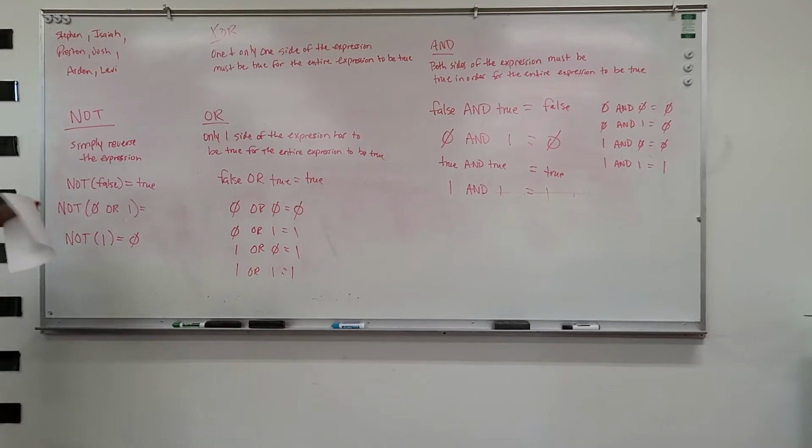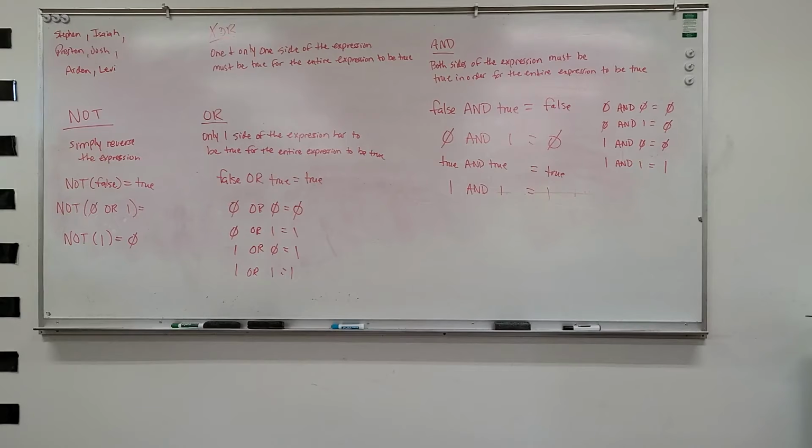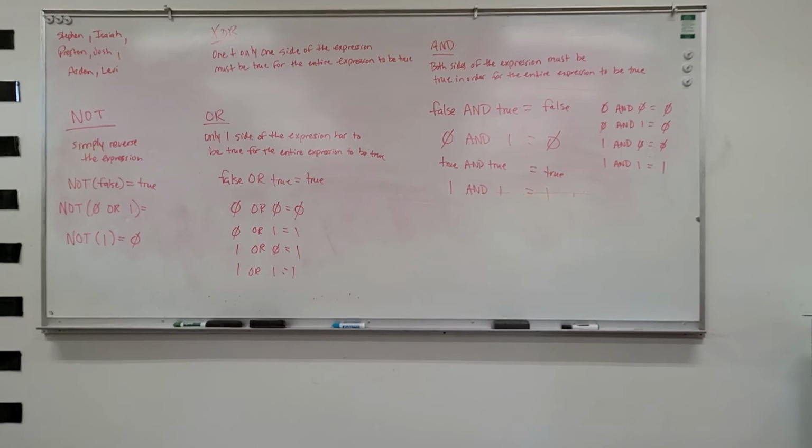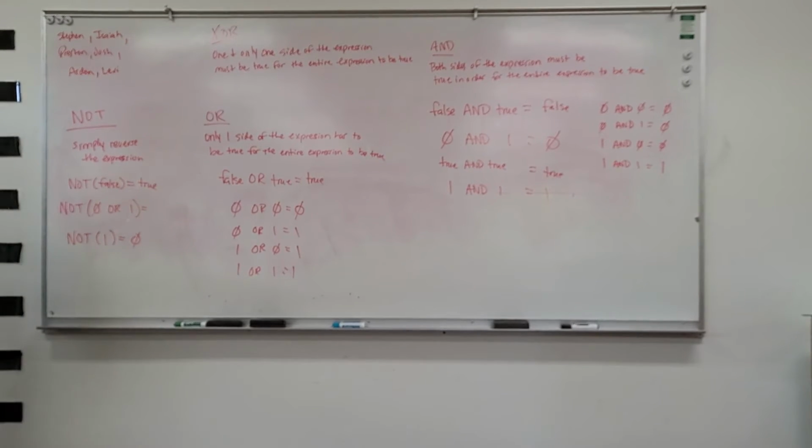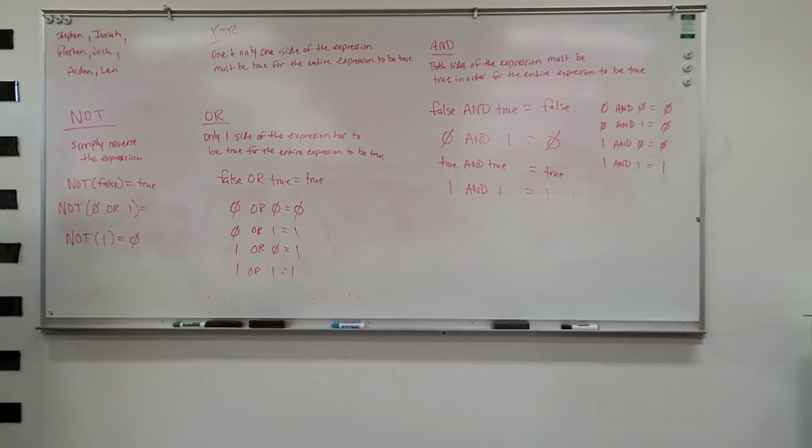So, do you see the distinction here between this and the OR? With the OR, as long as one side of the expression was true, then the whole expression was true. But with XOR, only one side of the expression can be true. Otherwise, the whole thing's false.